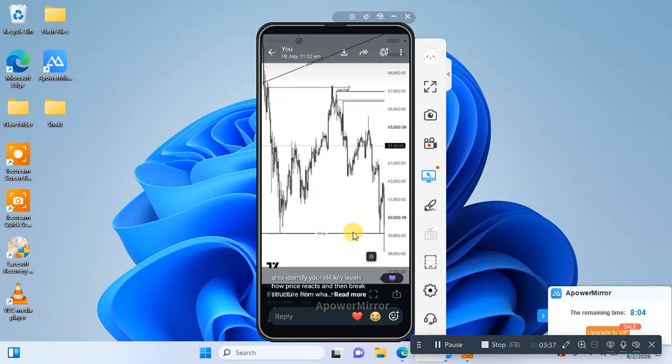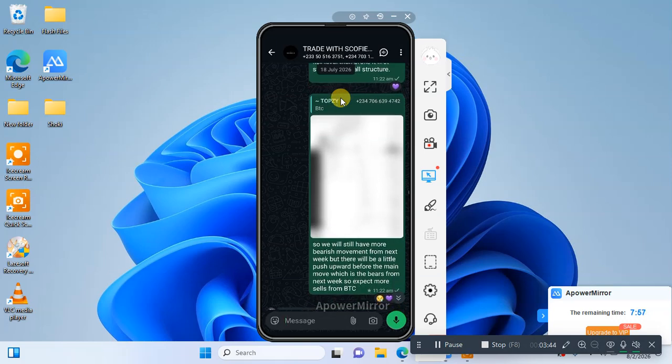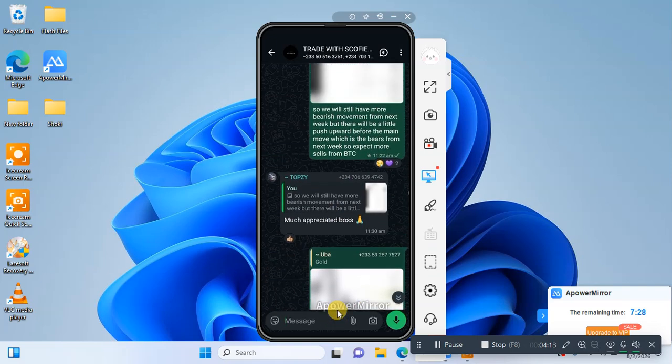So all these are happening, and while all these are happening, we are trying to frame our next bias. The next picture is not clear because I guess it was cleared out of my phone, but this is what I said there. We will still have more bearish movement from next week, which is the week where I did the USD analysis, but there will be a little push upward before the main move, which is the bears from next week. So expect more sells from BTC.